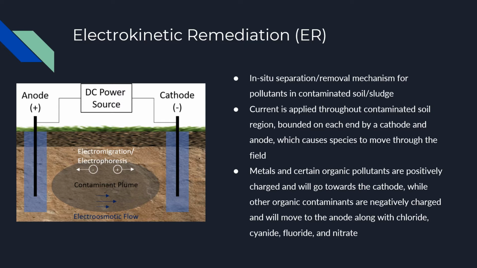A direct current of low intensity is applied in the polluted region bounded by the cathodic and anodic electrodes. This causes the non-spontaneous movement of positively charged contaminants, usually metals and certain organic pollutants, to the cathode. Similarly, negatively charged organic pollutants and anions, such as chloride, cyanide, fluoride, and nitrate, will move towards the anode.